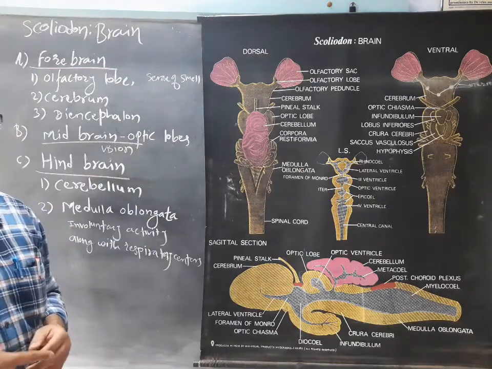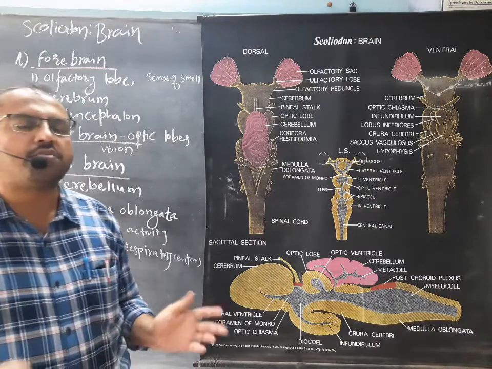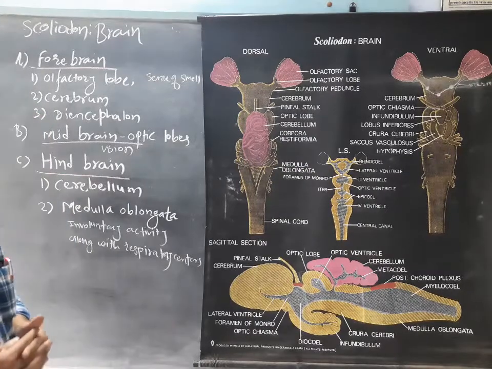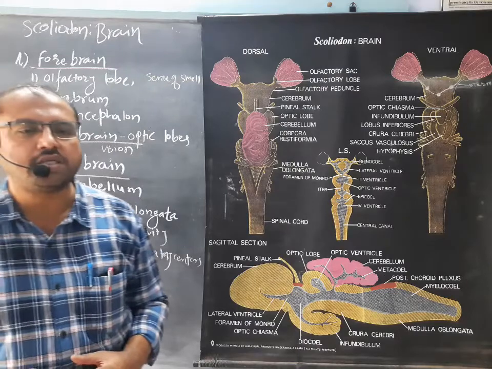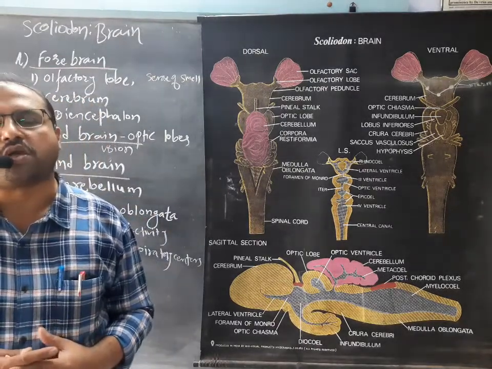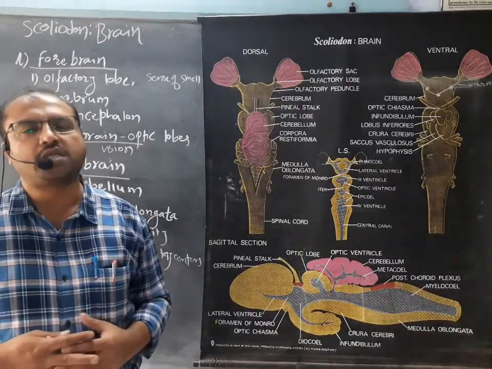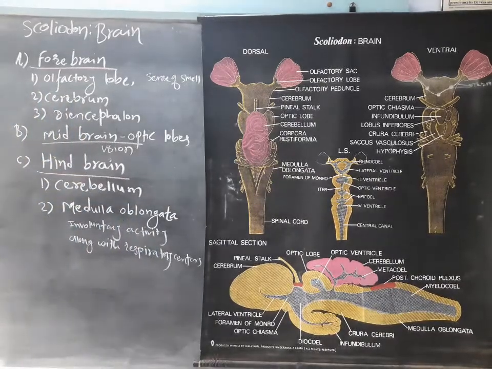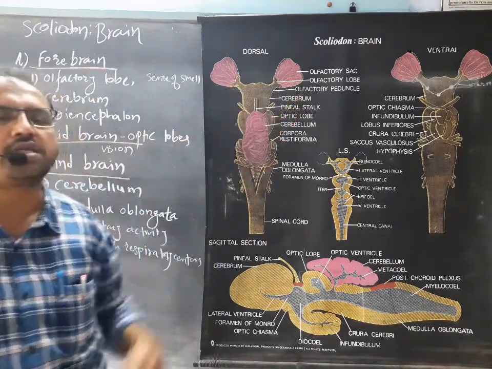Our concern is with the brain of Scoliodon, not the peripheral nervous system or the autonomic nervous system. So only the brain we are going to deal with, and as you know, in any individual the function of the brain is to control and coordinate all the different parts of the body, to maintain the coordination of the parts of the body and regulate them. So likewise these are the functions. If we see the olfactory lobe, it has olfaction, that is the sense of smell.